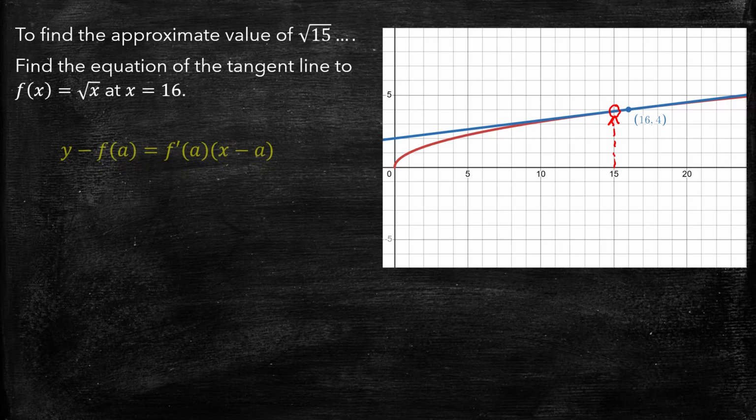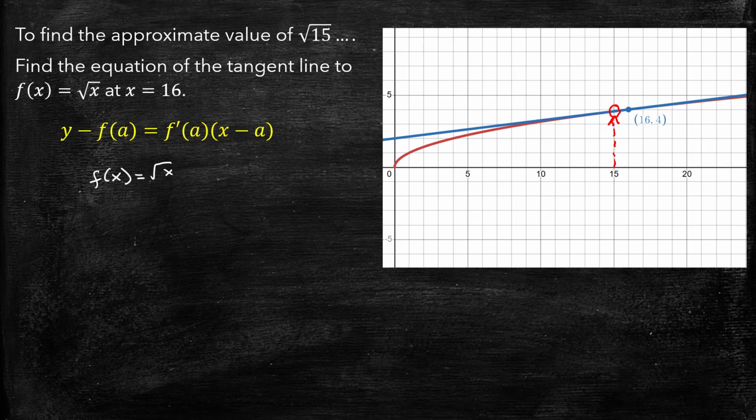and let's call up the general formula for the equation of a tangent line, and then set up all of the things we need. So we know f of x equals the square root of x, and a is 16, so I'm just going to put 16 in those places. Right, so we know we need f of 16, the square root of 16 is 4. We also need f prime of 16, so I'm going to find f prime of x.